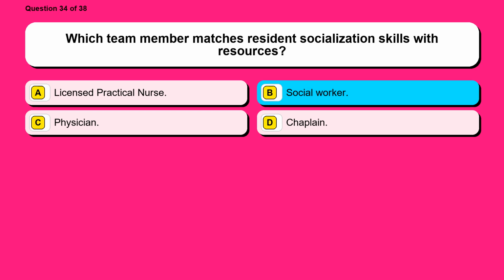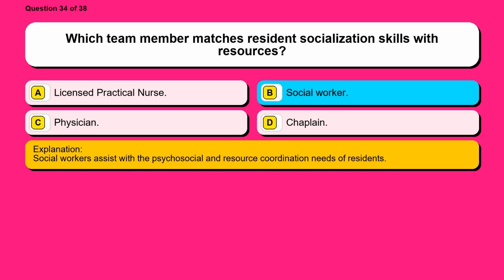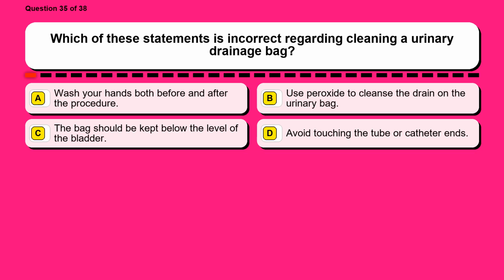The correct answer is option B, social worker. Social workers assist with the psychosocial and resource coordination needs of residents. Question 35. Which of these statements is incorrect regarding cleaning a urinary drainage bag? Option A, wash your hands both before and after the procedure. Option B, use peroxide to cleanse the drain on the urinary bag. Option C, the bag should be kept below the level of the bladder. Option D, avoid touching the tube or catheter ends.